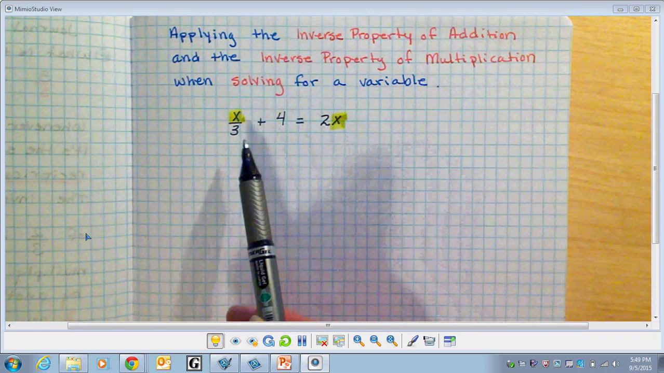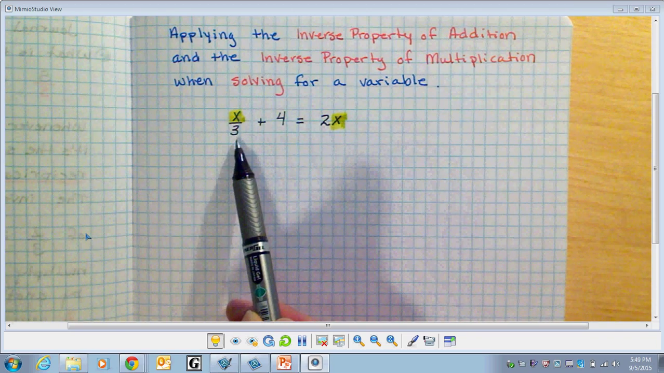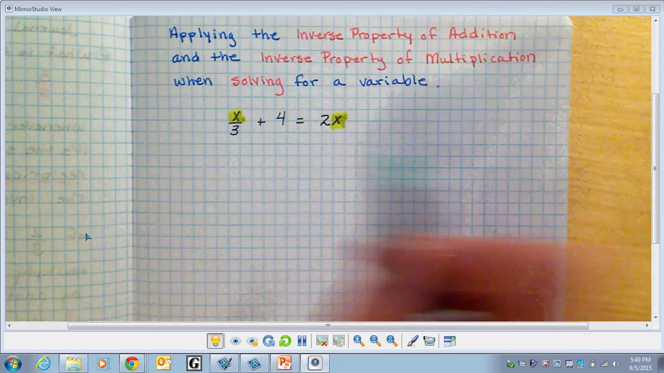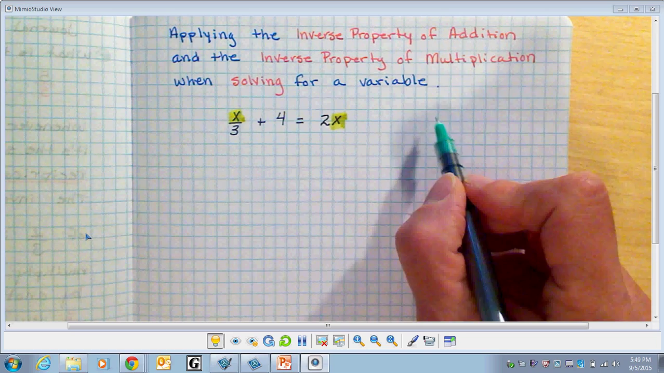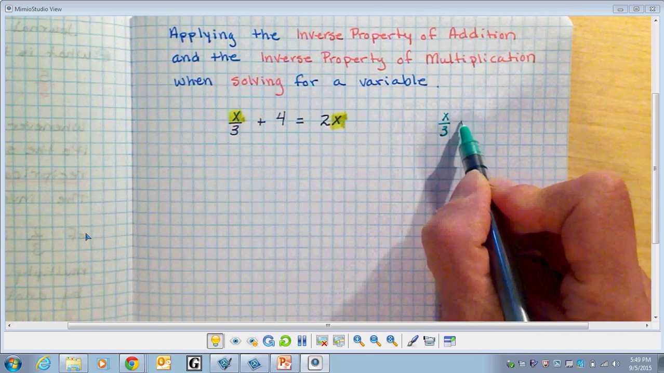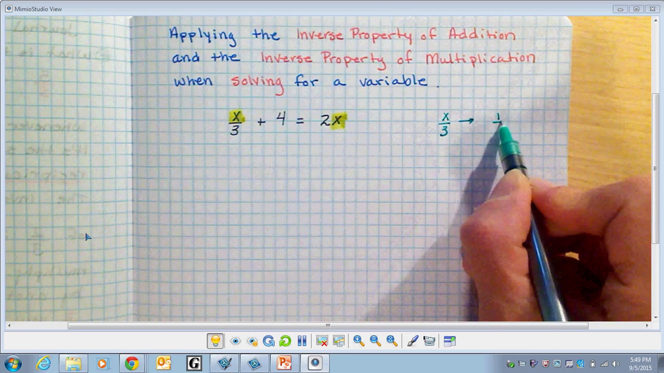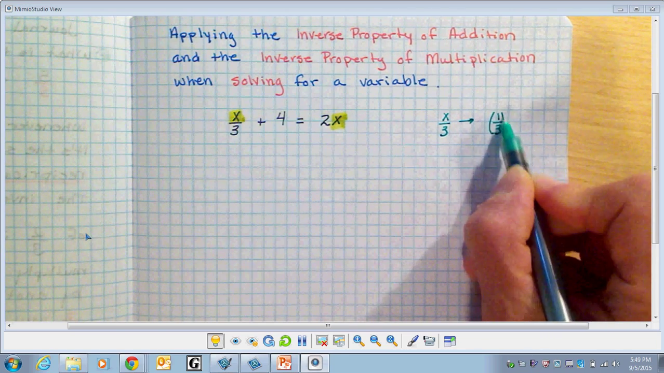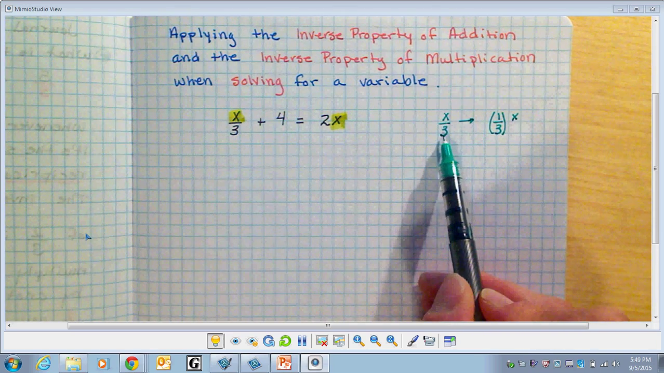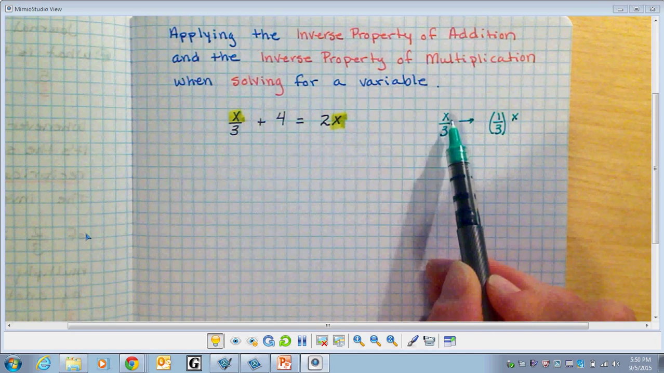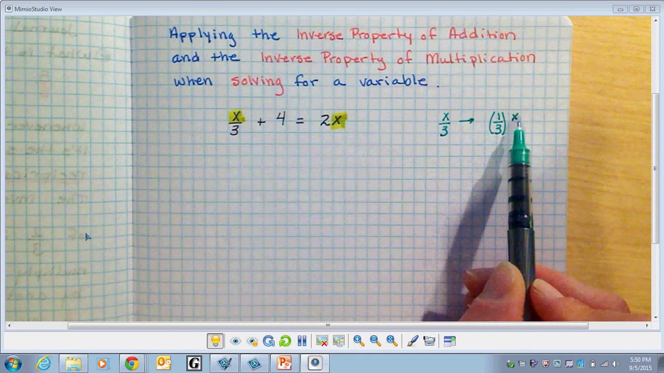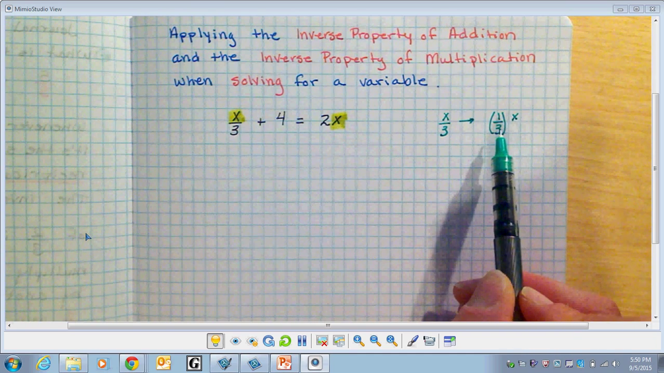So for most people, we want to get this fraction out of the way. So remember, and I'm going to just make a little notation over here, that x over 3 is the same as 1/3 times x. This x is in the numerator, this 3 is in the denominator. So x divided by 3 is the same exact thing as 1/3 times x.